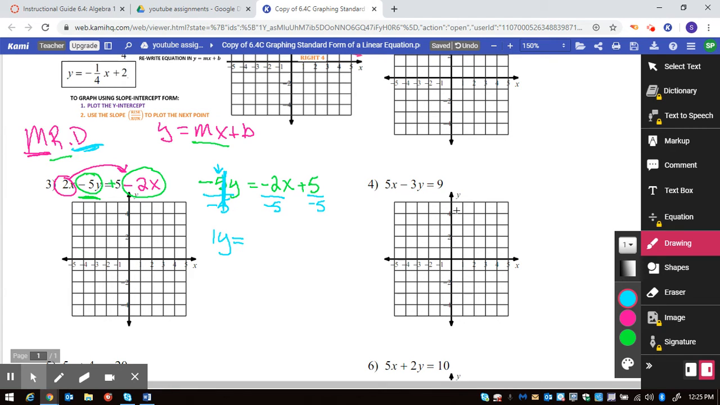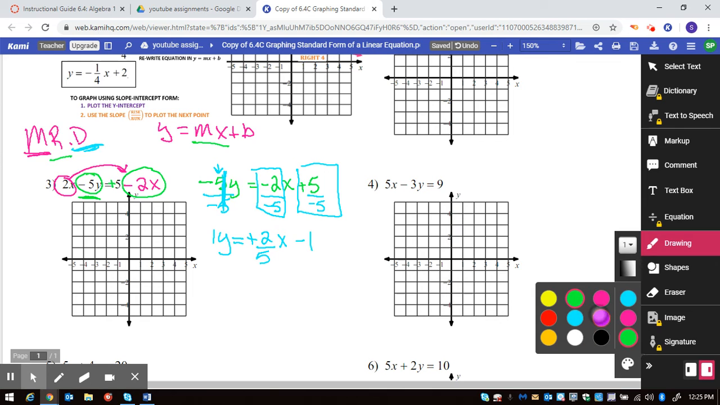And here, negative 2 divided by negative 5 is just positive 2/5 x. And then positive 5 divided by negative 5 is negative 1. All right, now we are going to graph this bad boy using y equals mx plus b.